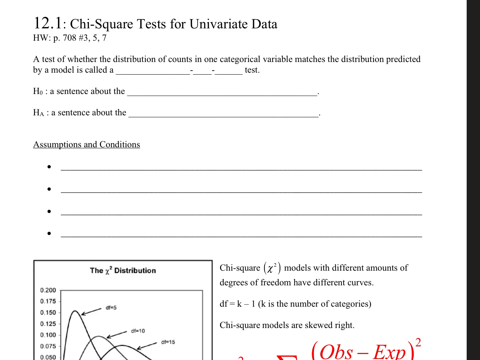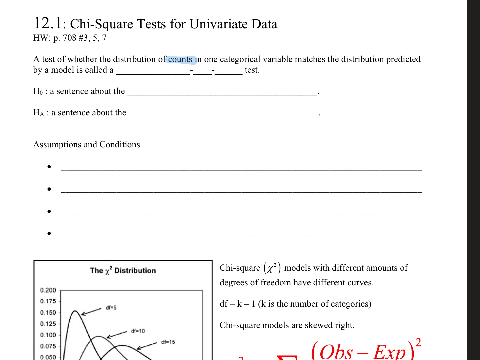In chapter 12, we're learning about chi-square hypothesis tests. We've already learned about z-tests, which are for proportions. T-tests are for means. Now, chi-square tests are kind of similar to means, except the data that you're dealing with specifically has to be a count of how many times a category is chosen.